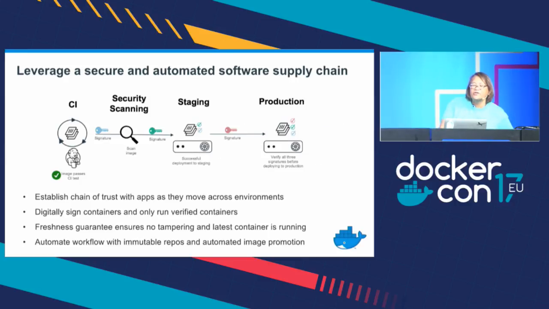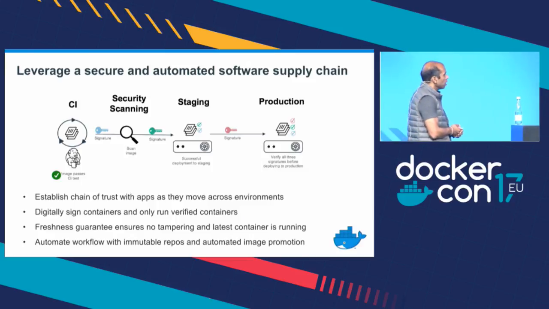So finally, to leverage a secure and automated software supply chain, what we do is we establish a chain of trust with the apps as they move across the environment. All the containers are digitally signed and we run only verified containers. And there's always freshness guaranteed, which ensures that there's no tampering and the latest container is always running, the latest container with the latest security patches. And we automate the entire workflow with immutable repositories and automate the image promotion. Now, in this case, it's automated image promotion, but this could at any point of time be manually triggered as well.